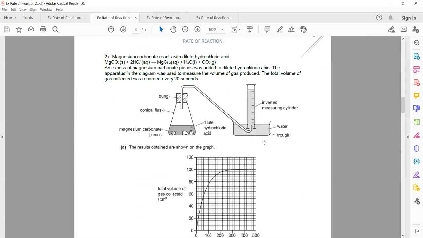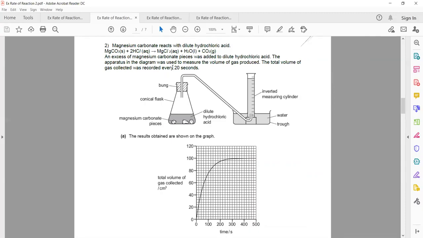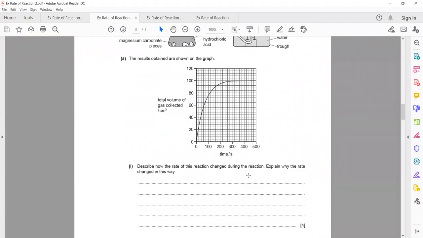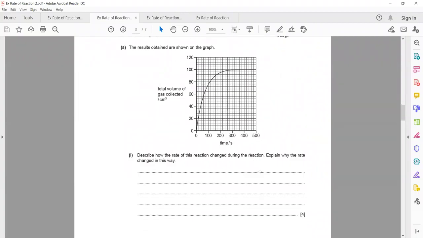Okay, in this experiment, question 2, magnesium carbonate reacts with dilute hydrochloric acid. Excess magnesium carbonate pieces are added to hydrochloric acid. The apparatus in the diagram is used to measure the volume of gas produced. The total volume of gas collected was recorded every 20 seconds. Describe how the rate of reaction changes during the reaction and explain why the rate changes in this way. So what is the reason why the rate of reaction changes and why does it change in this way? And this is a 4-mark question.